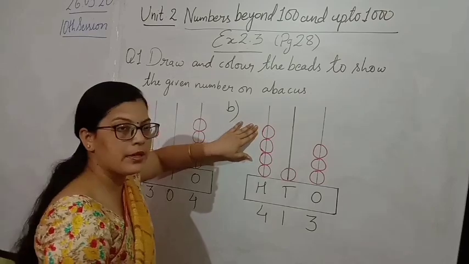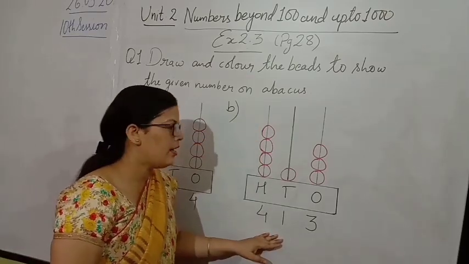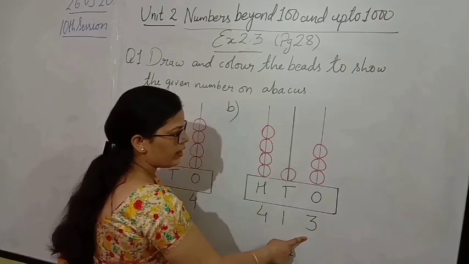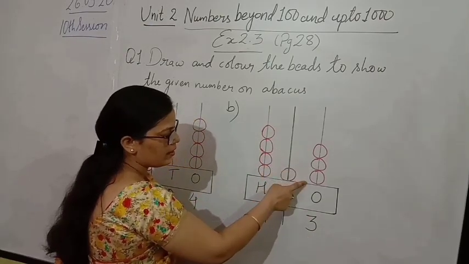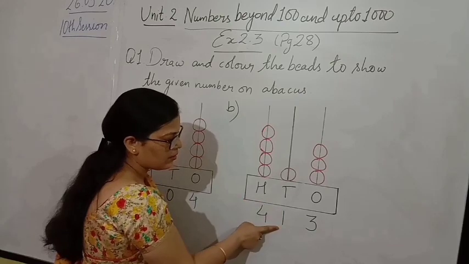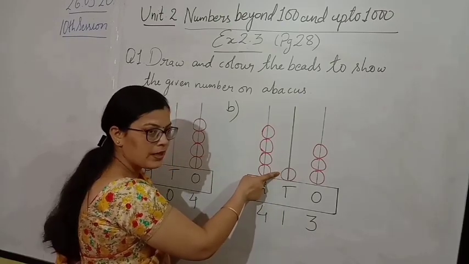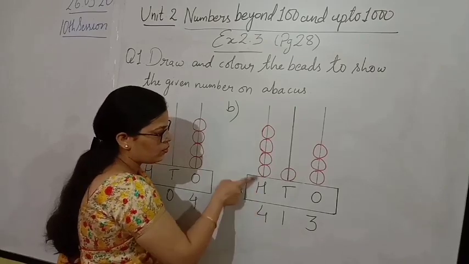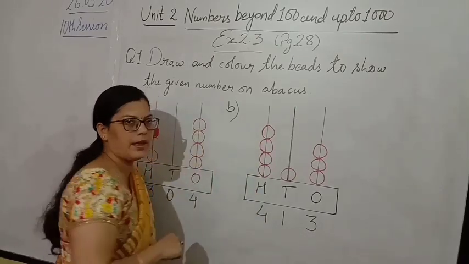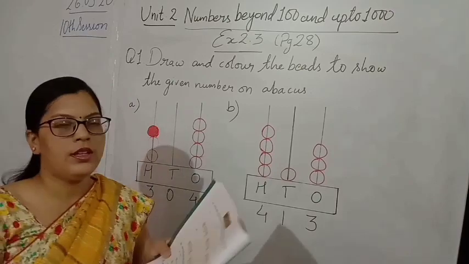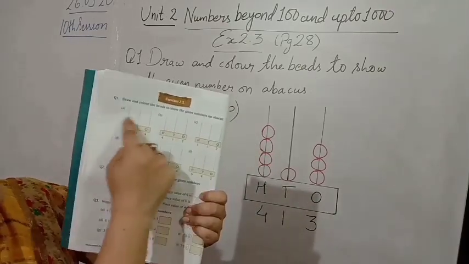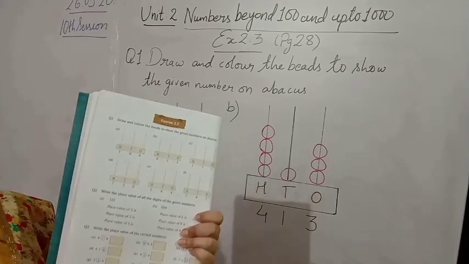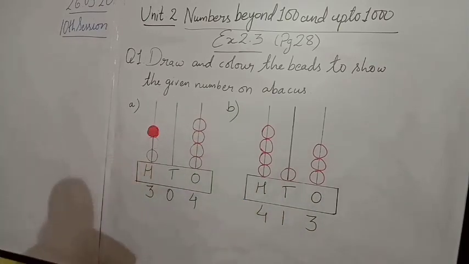Now next number is 413. So what is at ones place? 3. So draw 3 beads. Then what is at tens place? 1. Draw 1 bead. Then 4 is at hundreds place, so draw 4 beads and color that. It's a very simple and easy question. You can do it by your own. This question you have to do in your book itself. Clear?